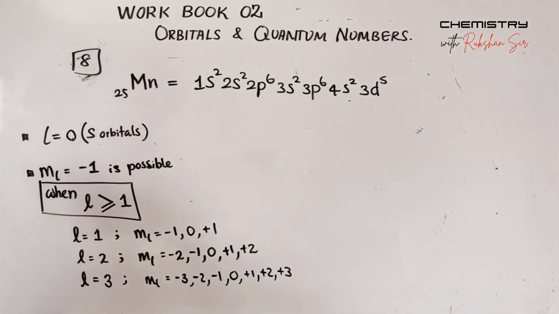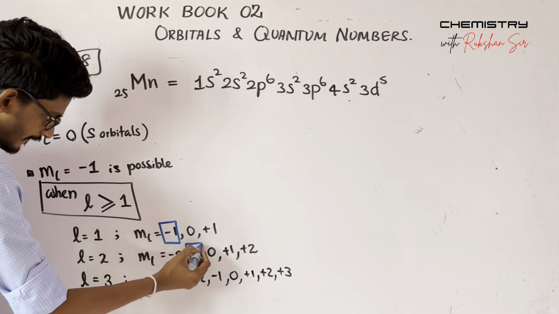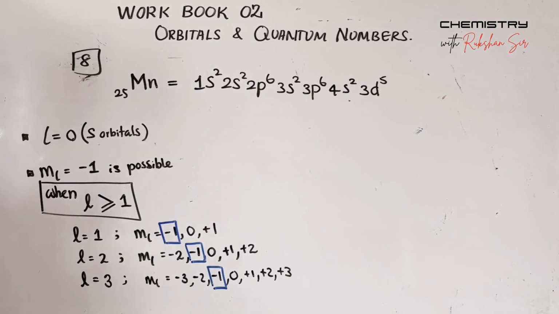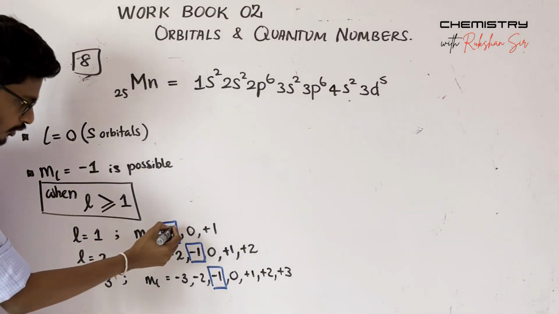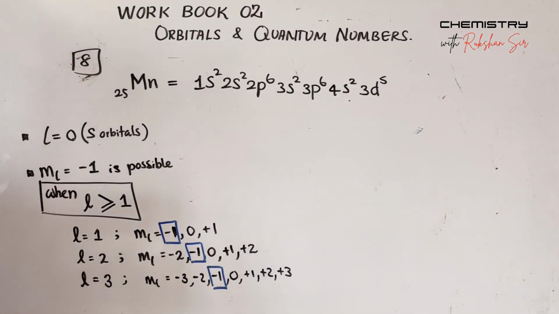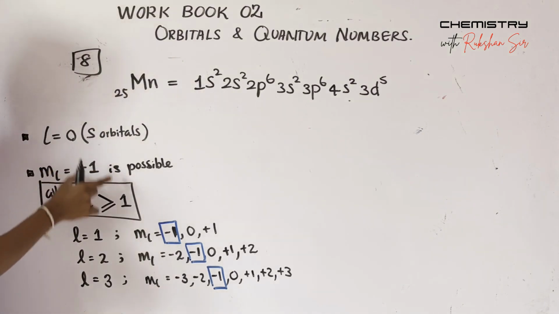But anyway, if L is equal to 3, still you can see a minus 1 appearing. So the Ml value minus 1 could be there if your L value is greater than or equal to 1. If L is equal to 0, you won't have Ml minus 1, right? So these are the possibilities. In your manganese atom, we should look for this as well as this.